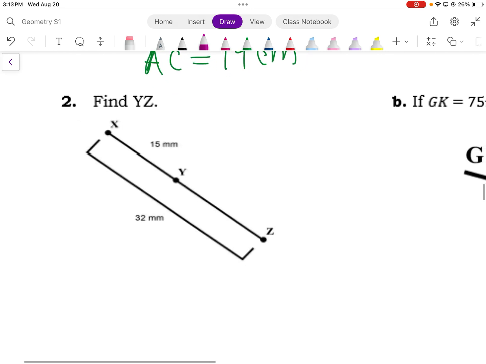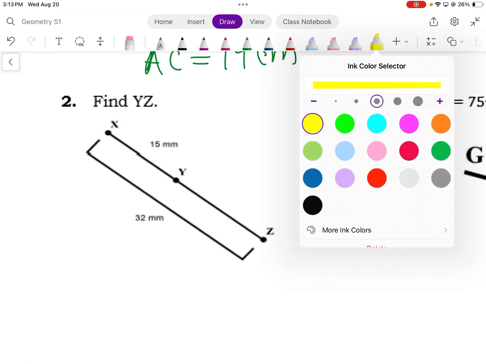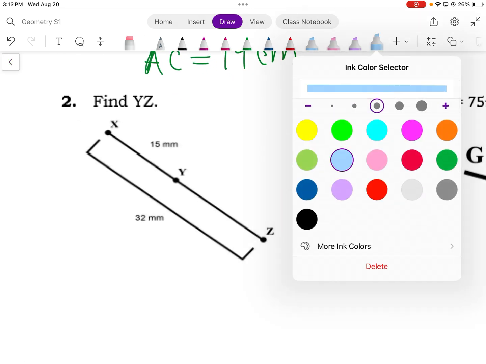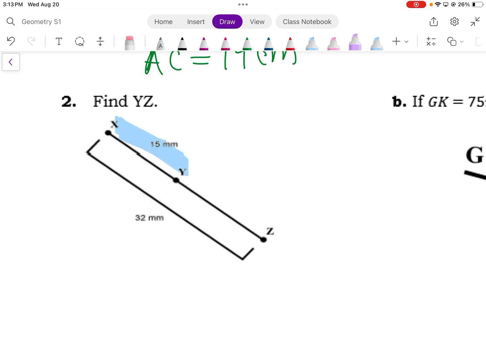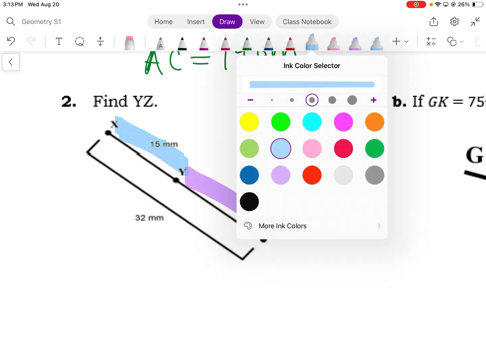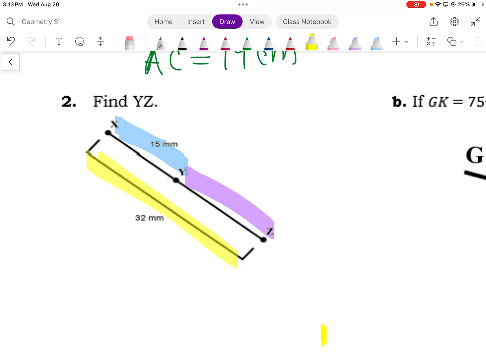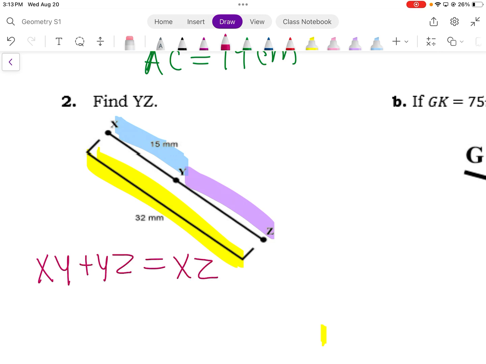All right, now how is this one different? Let's write down what we've got. We have XY right here, and we have YZ here, and then the entire thing is XZ. Let's write down that segment sentence. XY plus YZ equals XZ.